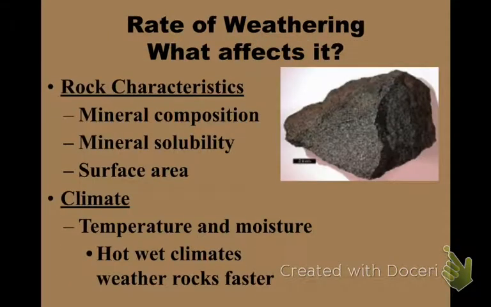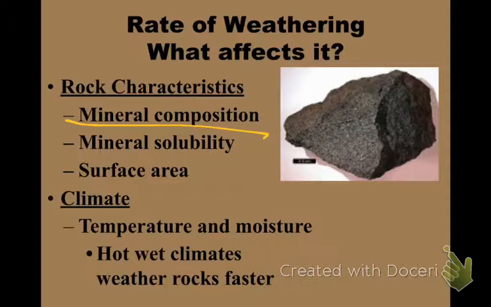So what affects the rate of weathering? When we're looking at the rate of weathering, we're looking at how fast it will occur. So this is going to look at what's going to cause it to happen faster versus what's going to cause it to happen slower. So the first thing we're going to look at is your mineral composition. Now, remember, rocks are made up of minerals. You learned that in Unit 4.